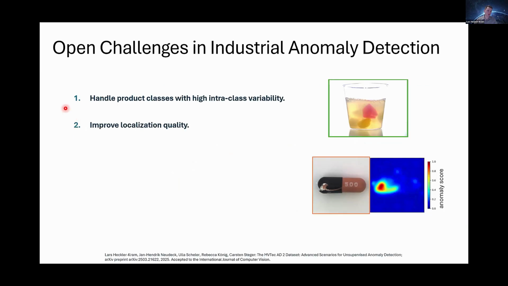Another important topic we see that can be improved on is the localization quality. In industrial settings, it's not only important, as mentioned in the beginning, to know if there is a defect, but also where the defect occurs.